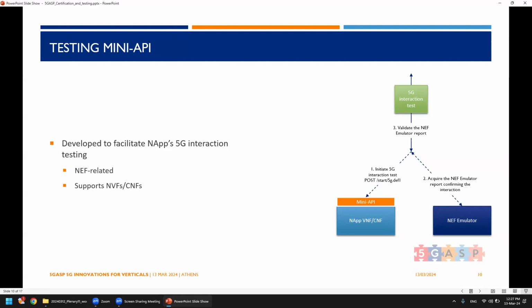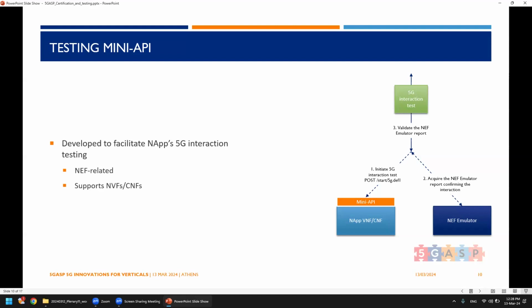So this is where the Mini API, the testing Mini API, was introduced as a part of the 5GASP testing platform. It is incorporated in the network application VNF or CNF, so it supports both VM-based network applications and cloud-native ones. It sits on top of the respective VNF or CNF that interacts with the NEF, and offers a northbound API towards the test entity to trigger specific NEF interactions.